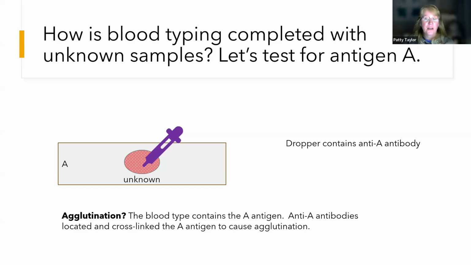Well, that must mean you've got it, right? The anti-A antibody found something to fight. It fights the A antigen and it agglutinates it. So notice the change in the color here. That's going to show up when you're fighting a foreign antigen.